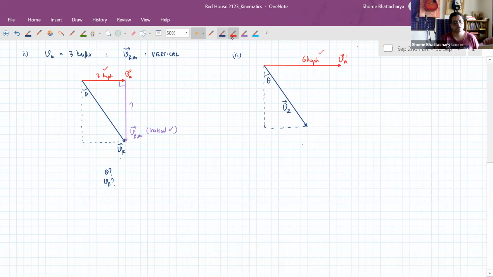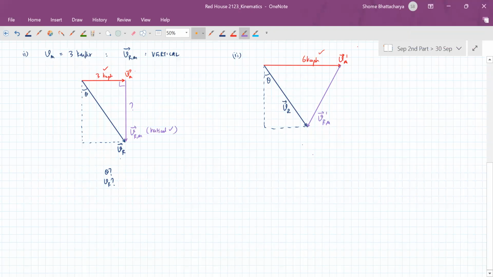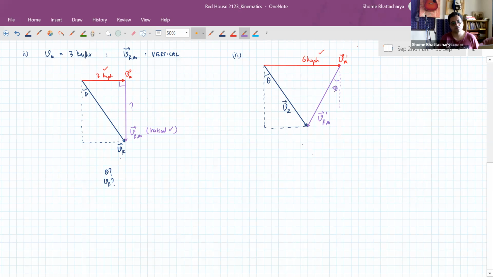So this is known. And again, the relative velocity of the rain is not known in terms of magnitude, but it is known what angle it is making. So this time, the relative velocity of the rain will appear to be slanted like this. It is given that it is slanted at 37 degrees. So this is known. But the magnitude of this vector is also not known.